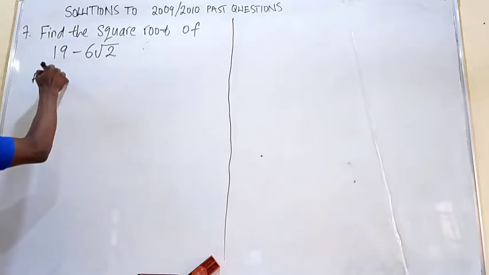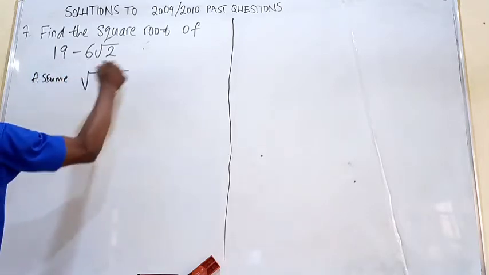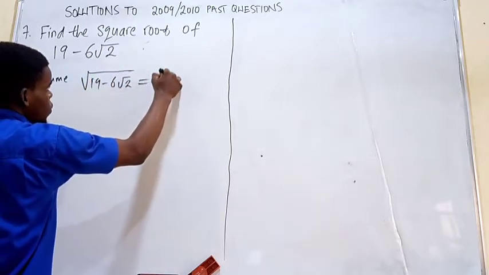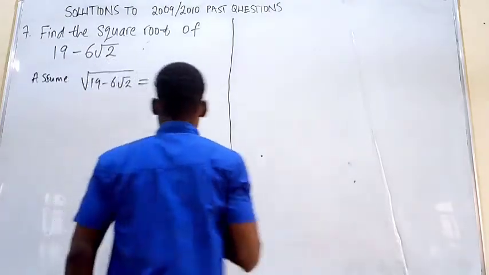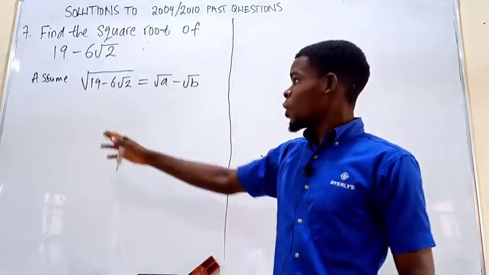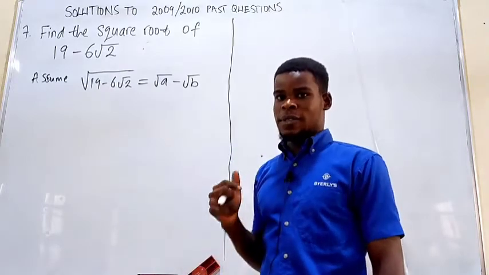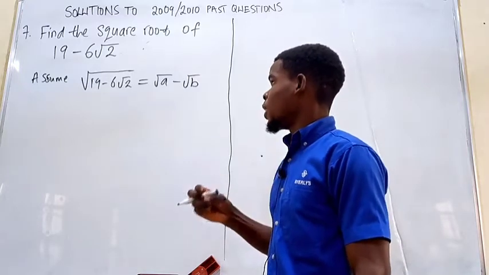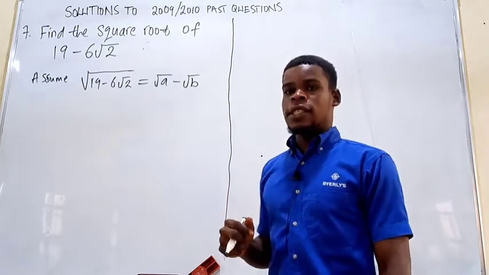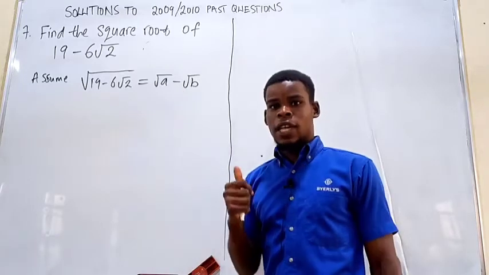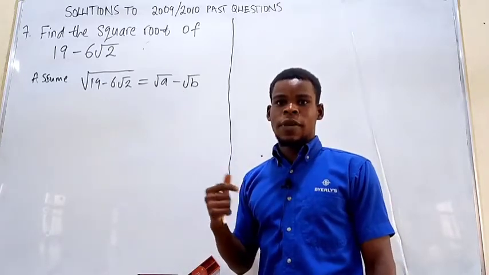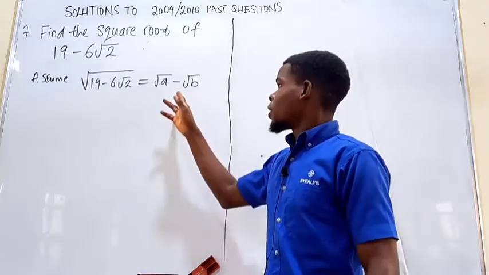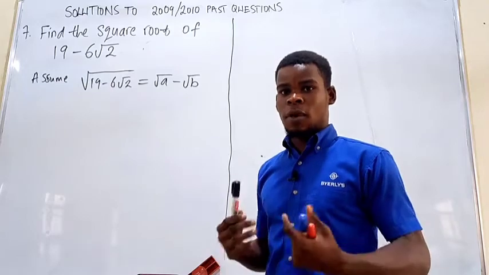Assume that the square root of 19 minus 6 root 2 is equal to root a minus root b. So if this was plus and not minus, then we will assume the square root to be root a plus root b. Alright, that's just by the way. And again, since this is negative, you know that this is not commutative. That is, root a minus root b is not the same thing as root b minus root a. So because of that, we are really mindful of which one comes first.